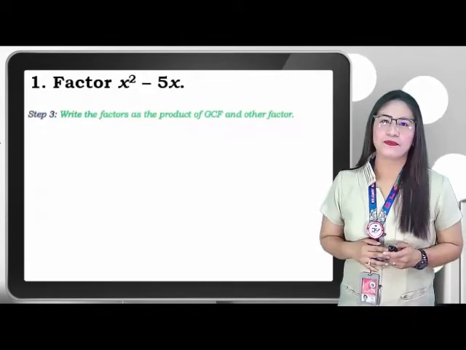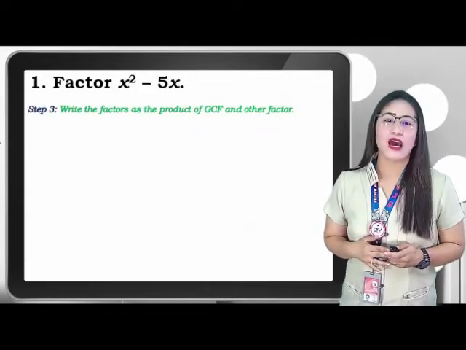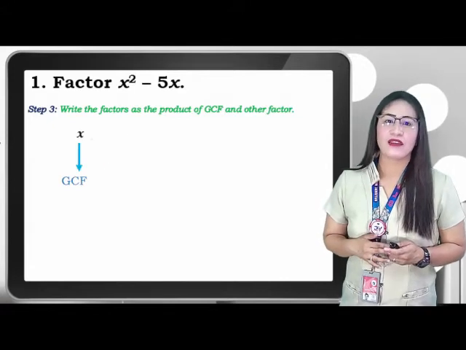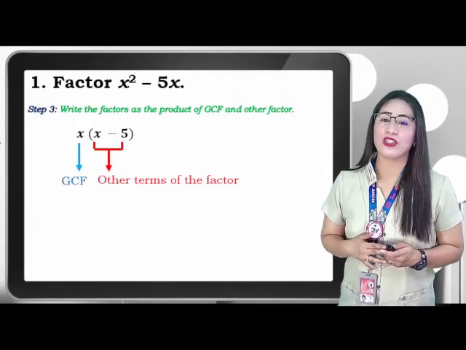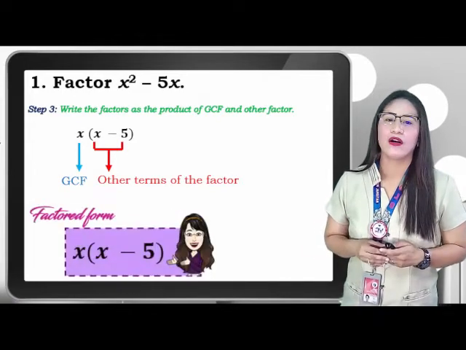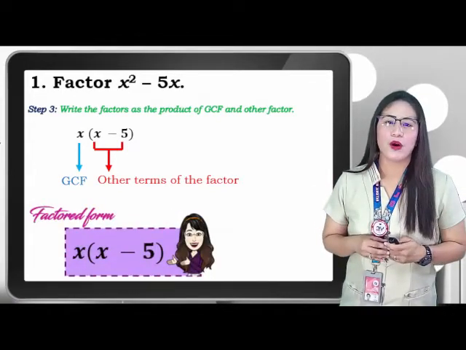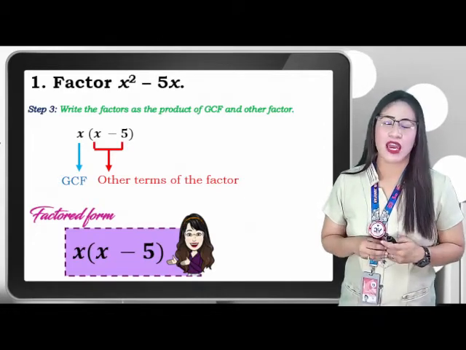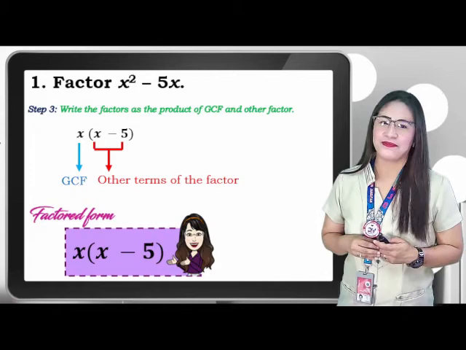Step 3. Write the factors as the product of GCF and other factor. GCF x times the other factor, which is x minus 5. Therefore, the factored form of x squared minus 5x is x times x minus 5.